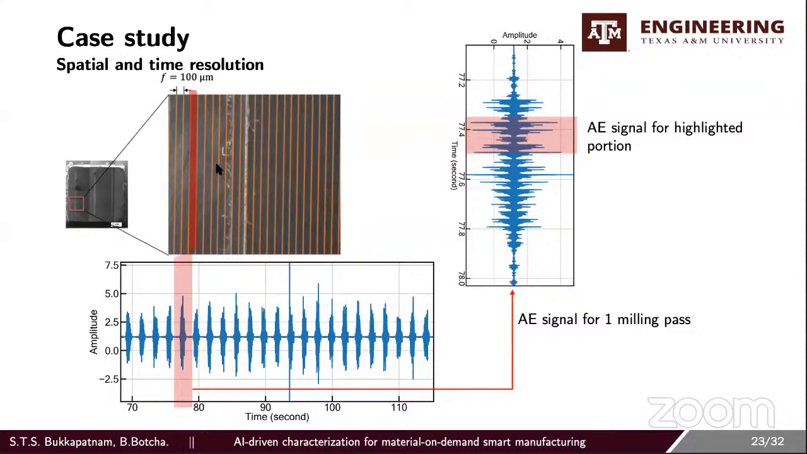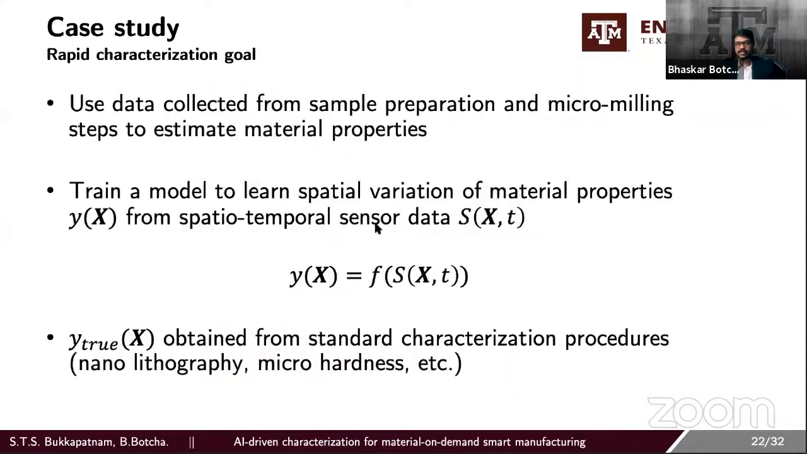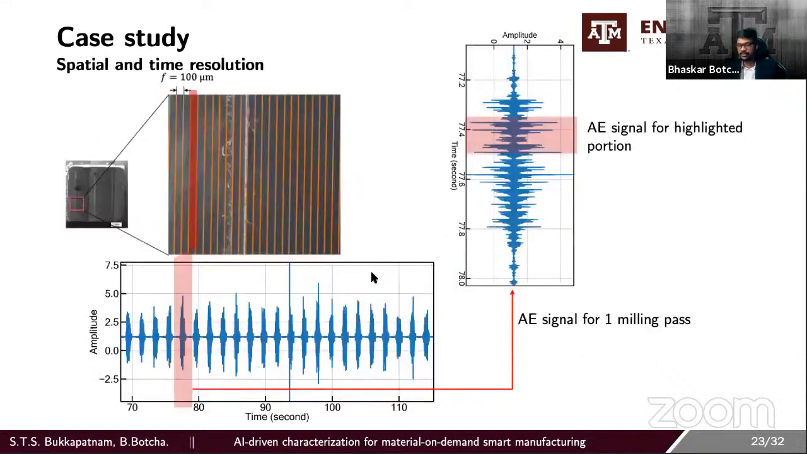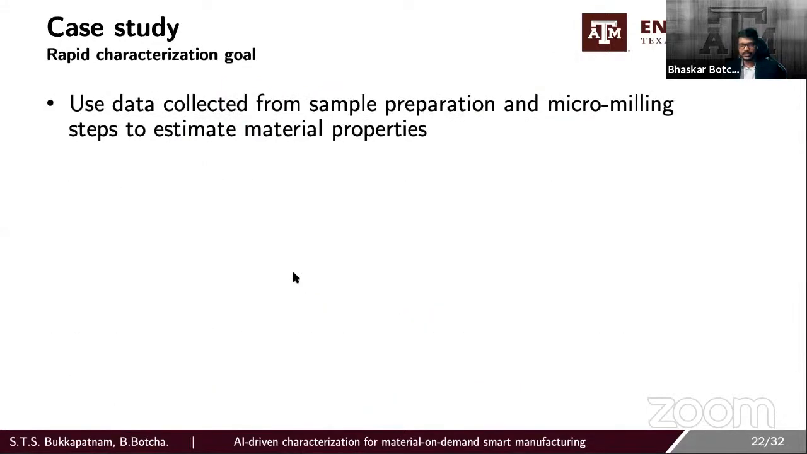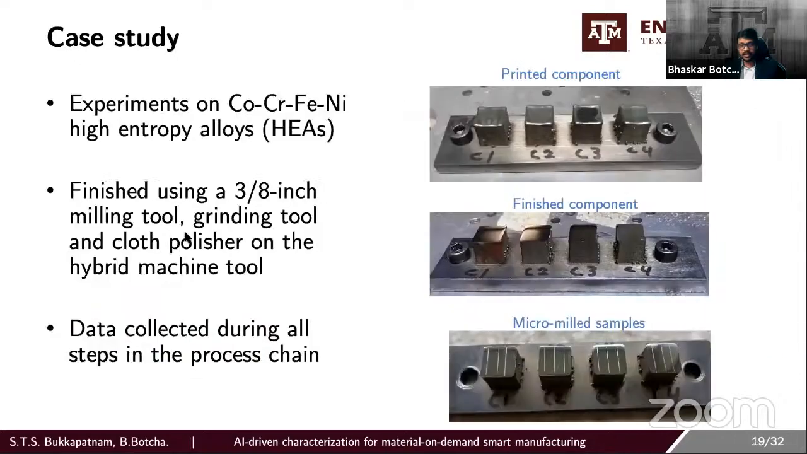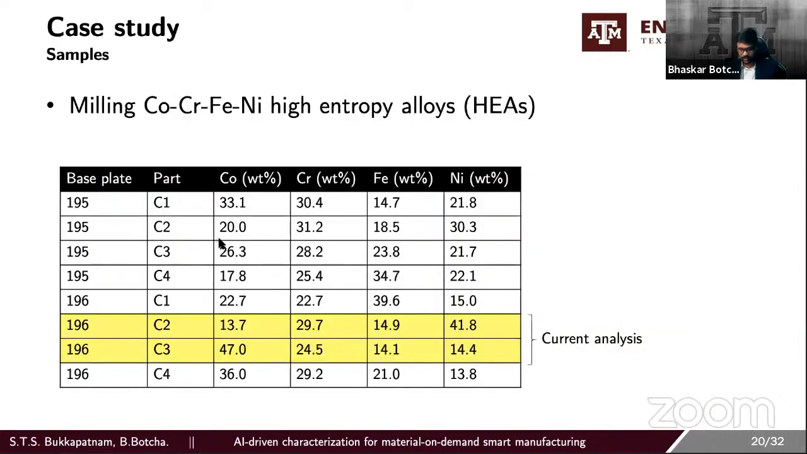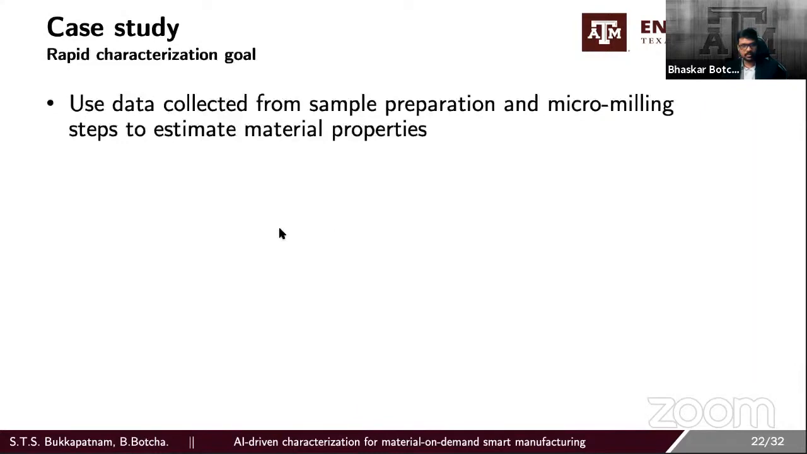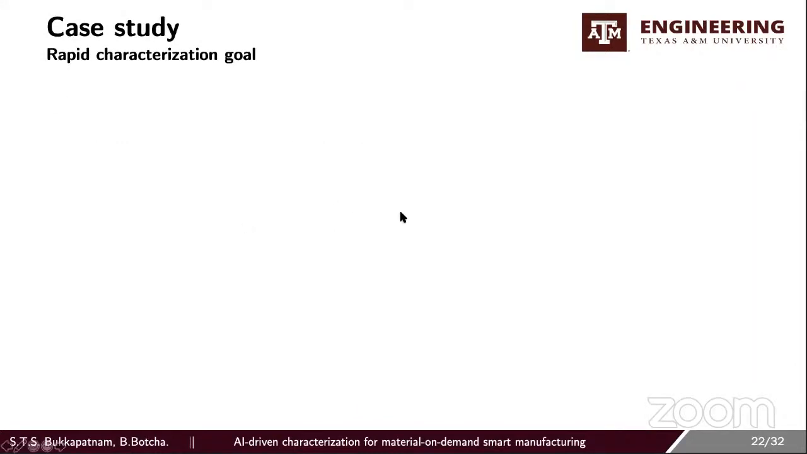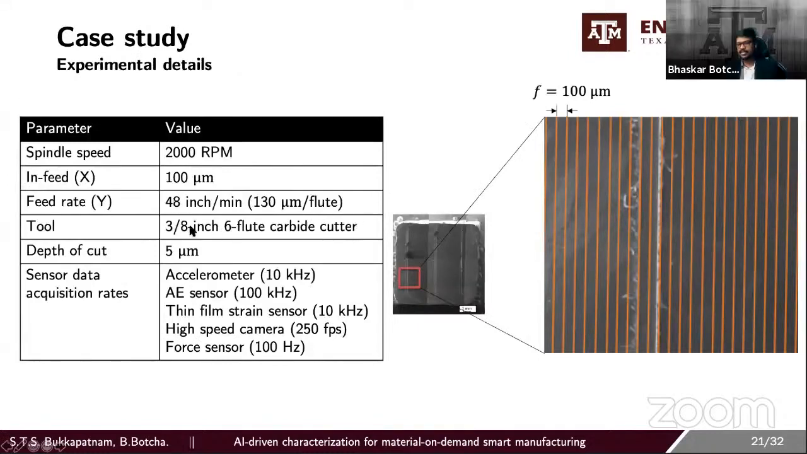I can give you the clarification. We have also collected data from sample preparation, and this particular acoustic emission signal which we are looking at here is from the macro milling sample. So this is from the 3/8. Oh, I'm really sorry. Okay. Just to say, these data sets are from the 3/8-inch 6-flute carbide cutters and not from the actual micromilling samples.